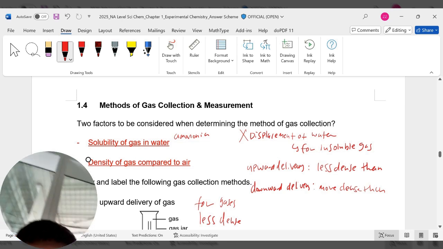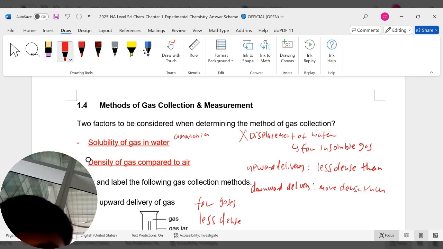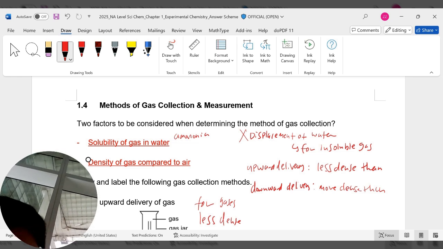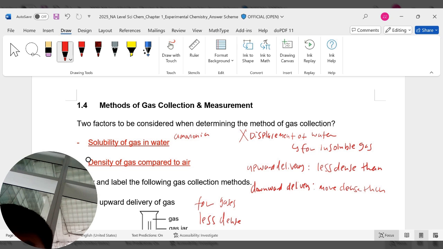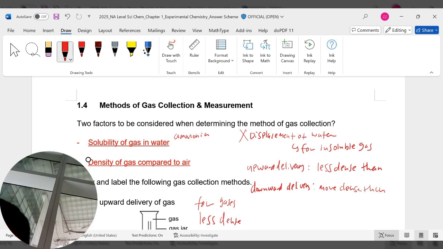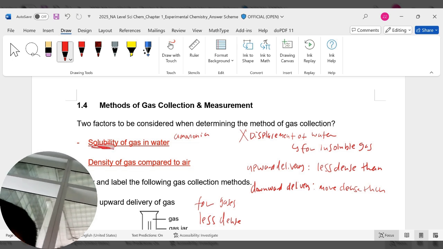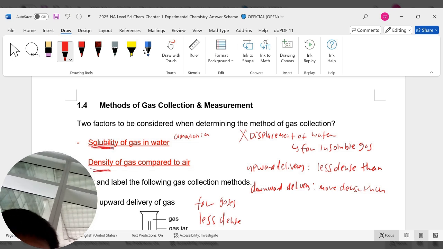Okay, so let's come back and take a look at what the methods are that we can use to collect gases. The two main considerations when choosing a method to collect gas are whether or not the gas is soluble in water, and also the density of the gas compared to air.